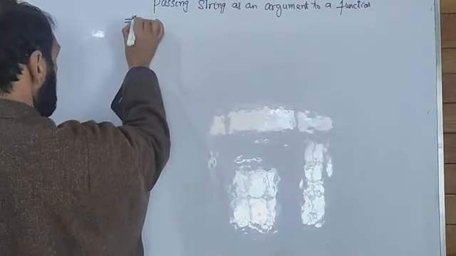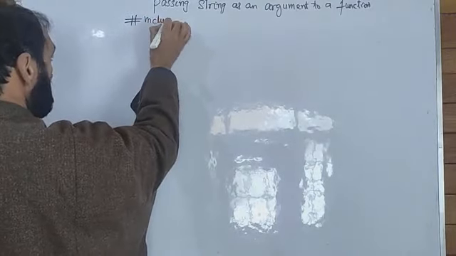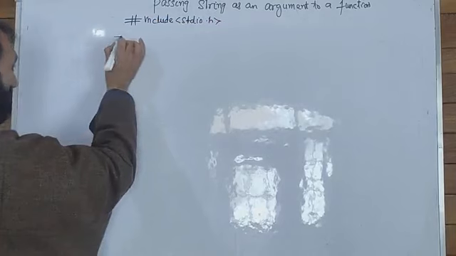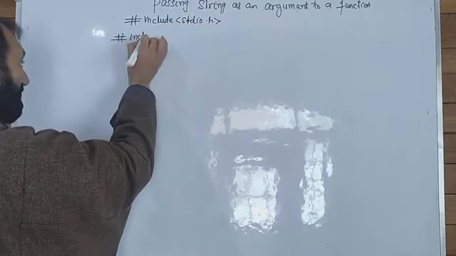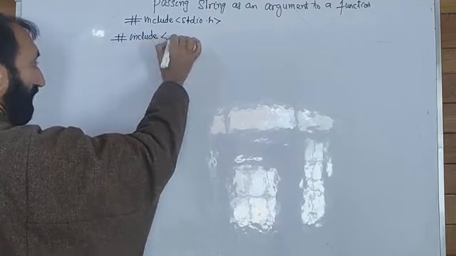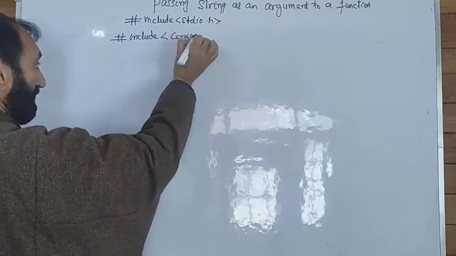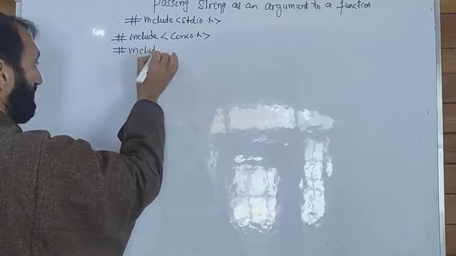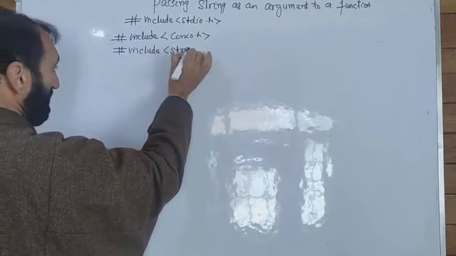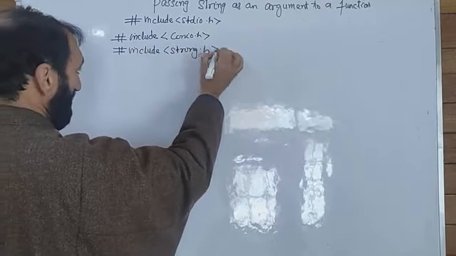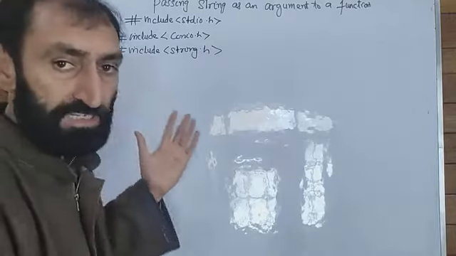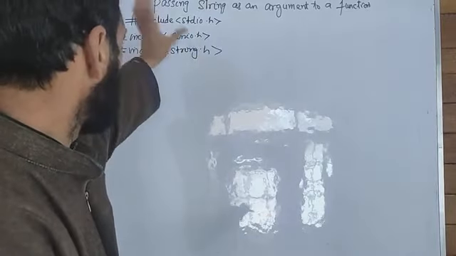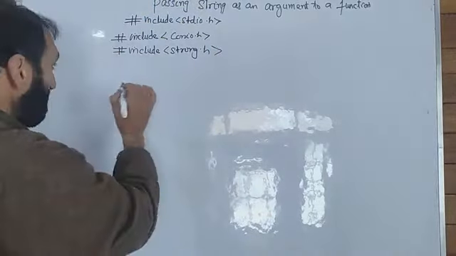First of all, we will include header files: include stdio.h. Second, we will include another header file, include conio.h, and third, include string.h. Whenever we write a program, in C++ or in C, we should keep in mind that first of all we include the header files at the top of the program.